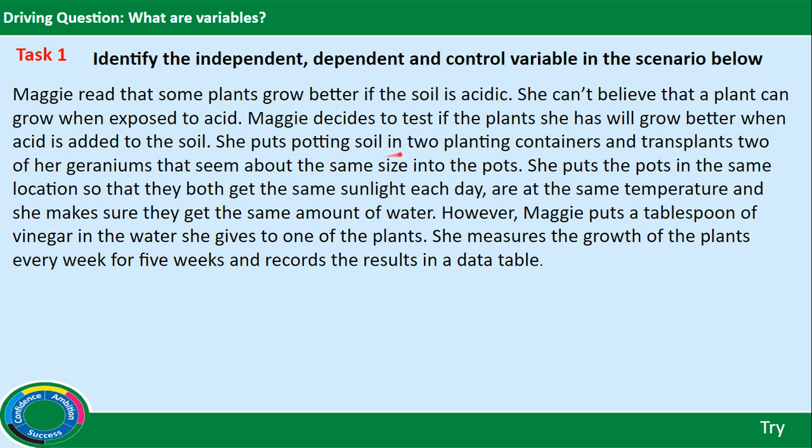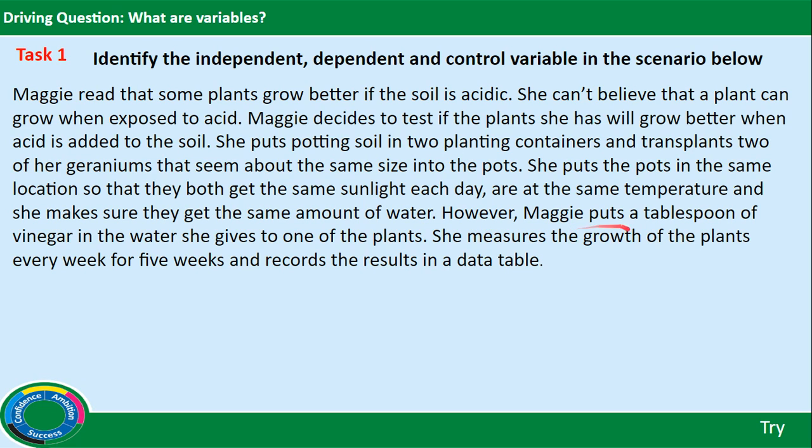She puts potting soil in 2 planting containers and transplants 2 of her geraniums that seem about the same size into the pots. She puts the pots in the same location so that they both get the same sunlight each day. They're at the same temperature. They're getting the same temperature. And she makes sure that they get the same amount of water. So they're getting a lot of things, these plants, that are the same.